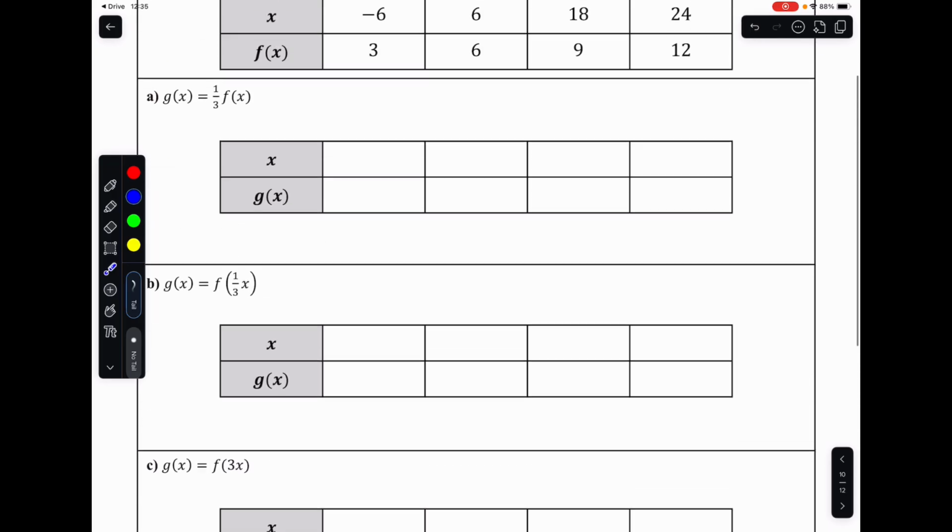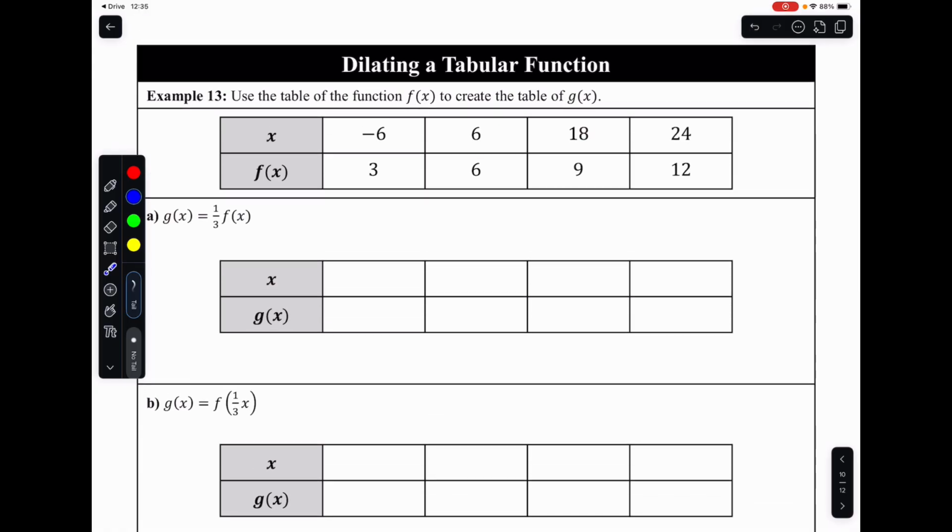Okay, so let's check again your responses. So for the first notation here, because the 1/3 is on the outside, that is going to affect the y coordinate. So 1/3 of f of x means we're going to multiply the y values by 1/3. So the x values do not change. They're going to stay as -6, +6, 18, and 24. But the y coordinates are going to be 1/3 of what they originally are. So 1/3 of 3 is 1, 1/3 of 6 is 2, 1/3 of 9 is 3, and 1/3 of 12 is 4.